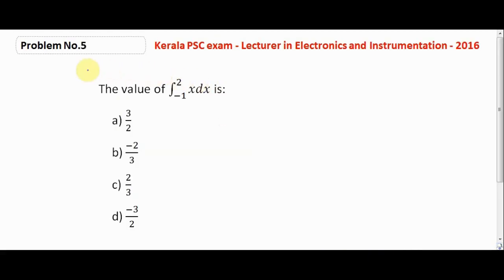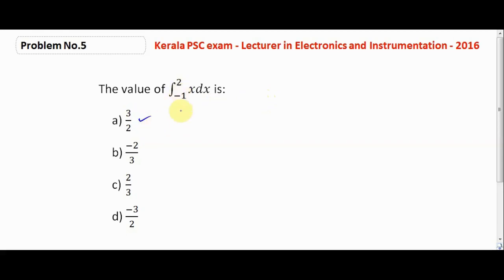Now let's see problem number 5. The value of the integral from minus 1 to 2 of x dx is. A very simple problem. You may try this by yourself. Please pause the video and try to solve this. Now coming to its solution, its answer is 3 by 2.